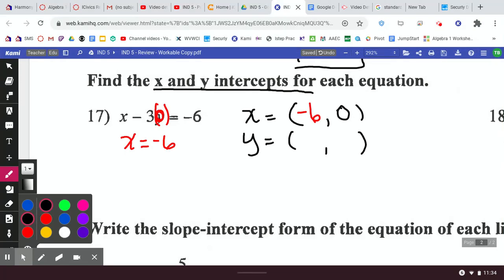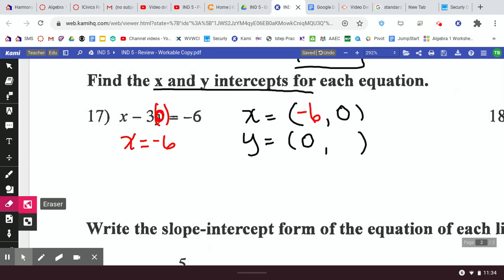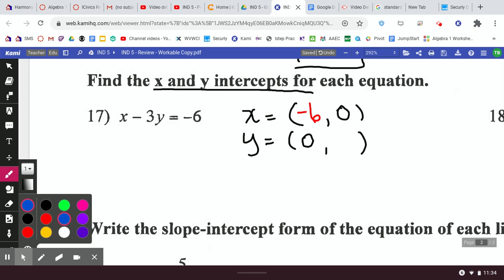Nope, that's up top. On the y-intercept, the x is always 0. So I'm going to erase what we did for the x-intercept. Now we're going to look for the y-intercept, which means we come in here and we put a 0 in where there's an x. And now we solve for the y because we're trying to find the y-intercept.